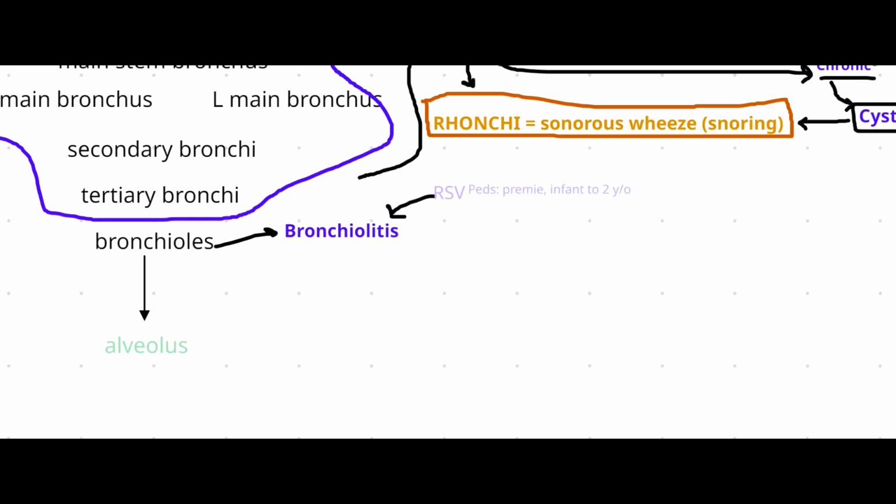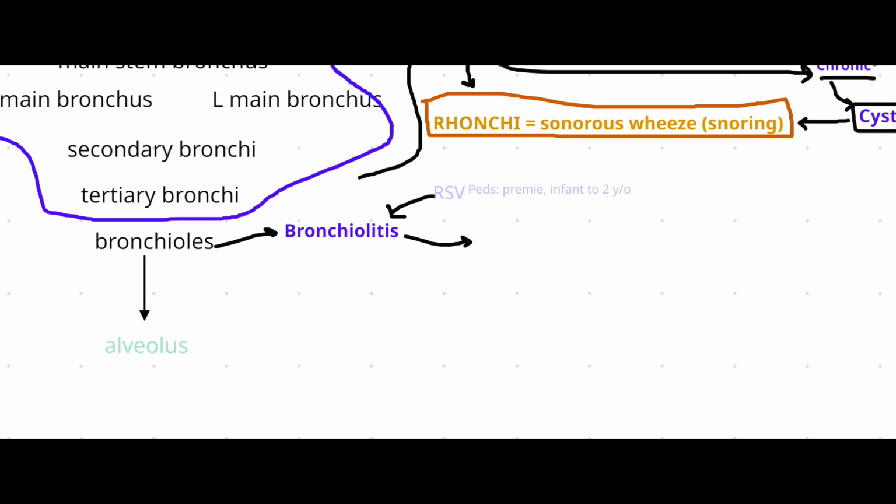So how is this patient going to present? Let's look at lung sound. It's happening to the bronchioles, right? If there's inflammation in the bronchioles, is it going to get narrower?